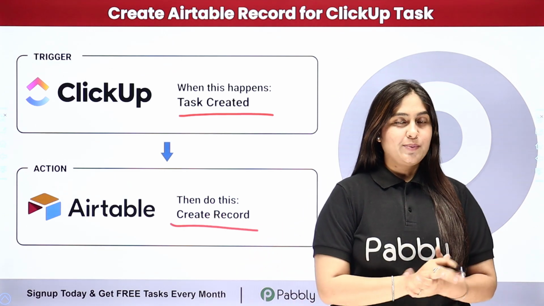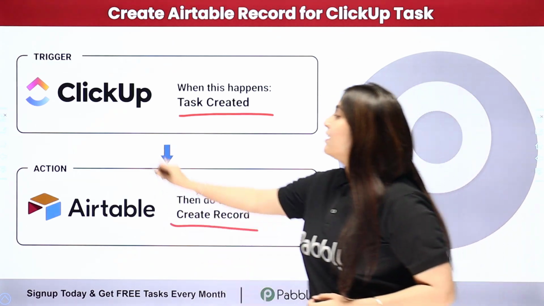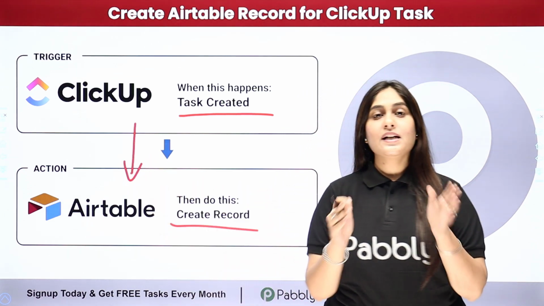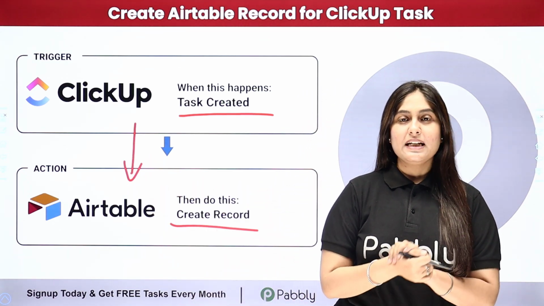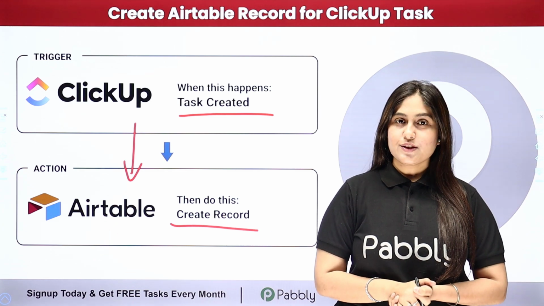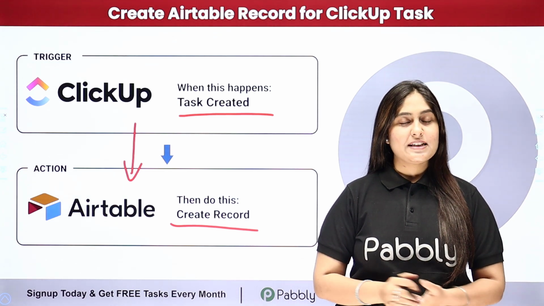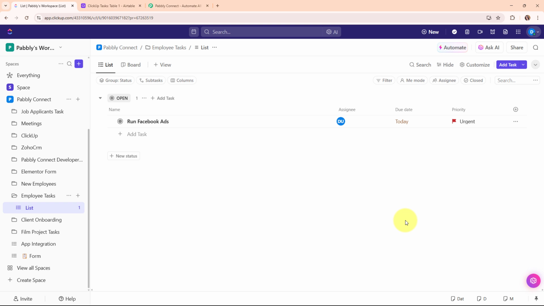To automate the entire process, I need to connect my ClickUp with my Airtable account using an automation software named Pabbly Connect. To see the working of this automation and to learn this process step by step, let me take you to my screen. Welcome to my screen.